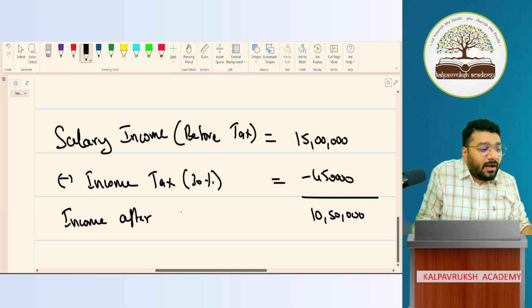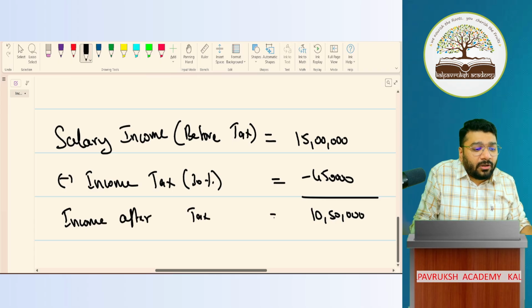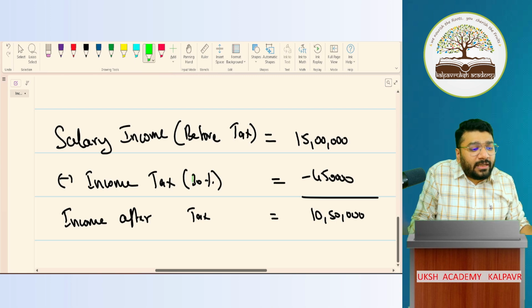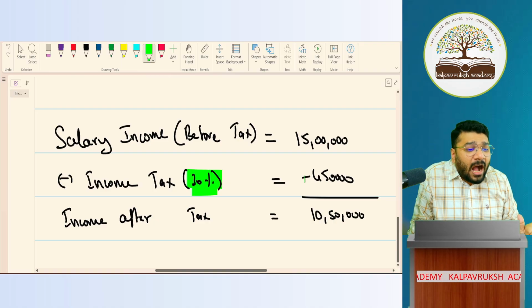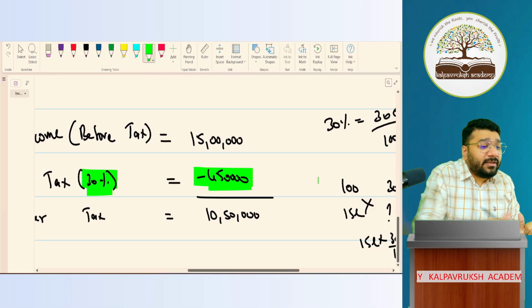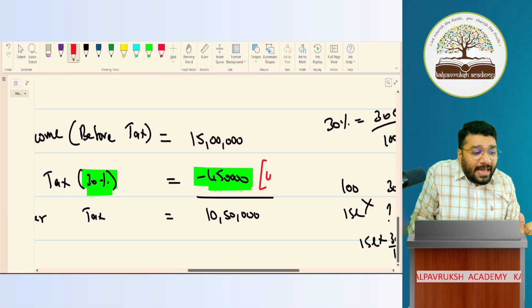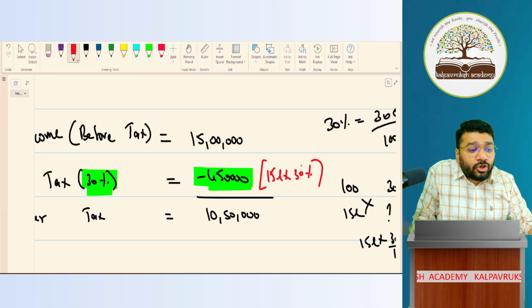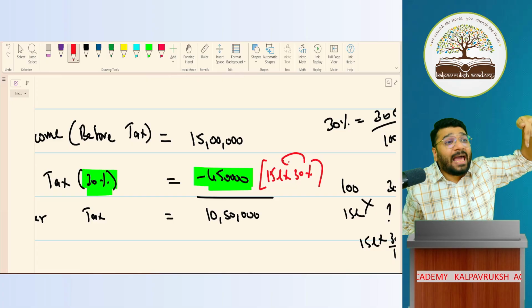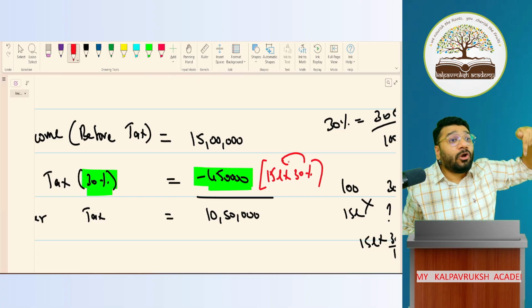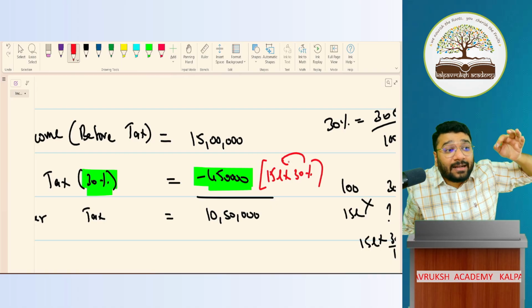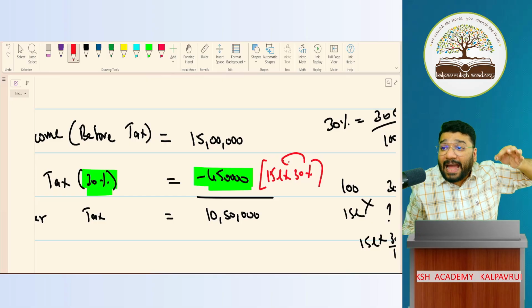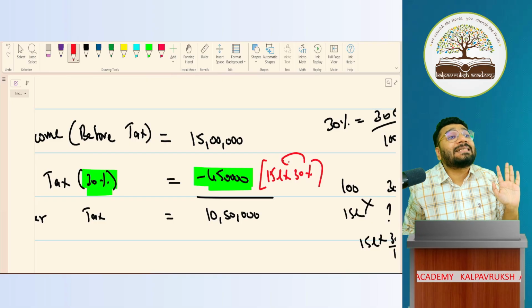My simple question to all of you. This tax of 30%, you calculated upon what value? How did you get this 4 lakh 50,000? 15 lakh into 30%. So this tax percentage was directly calculated on your income. Hence we call this direct tax. A tax which is directly levied on your income is called income tax, a direct tax.